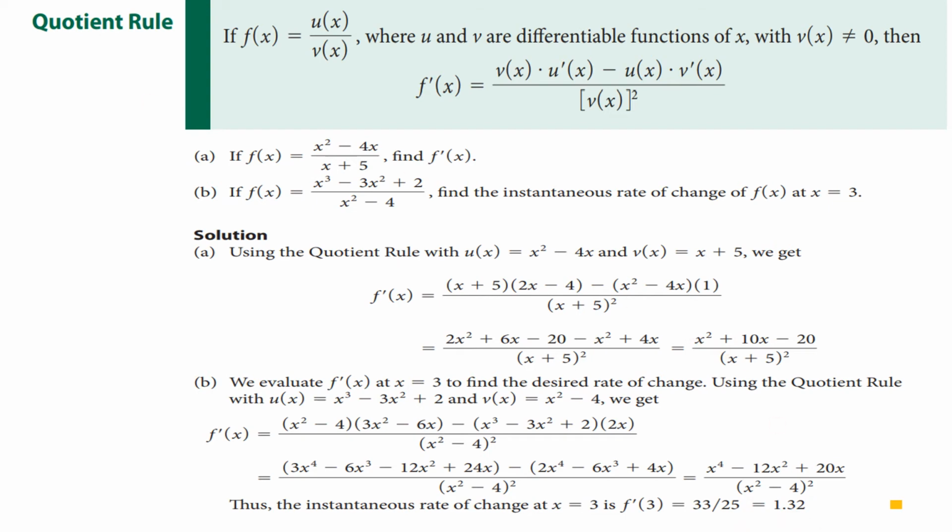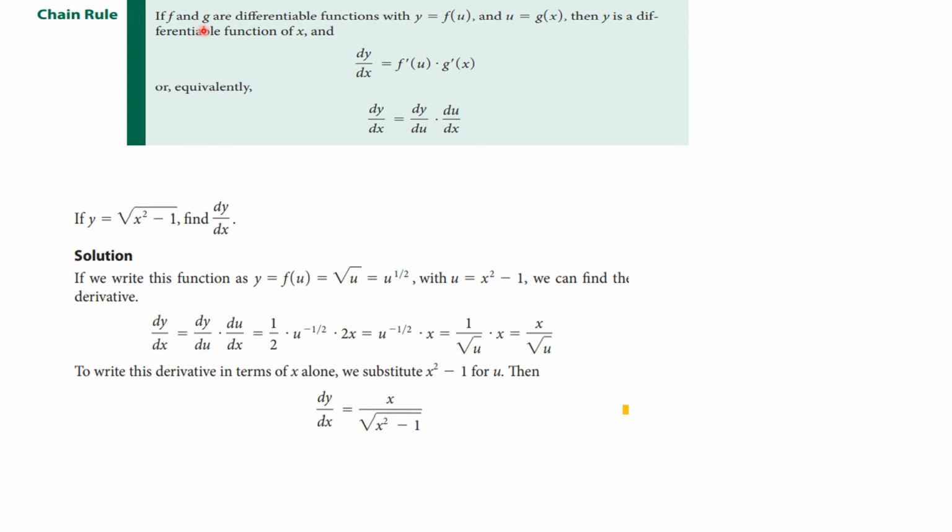Now this is the chain rule. If f and g are differentiable functions with y equal to f(u) and u equal to g(x), then y is a differentiable function of x. If we want to find dy/dx, it will be equal to f'(u) times g'(x). That means dy/dx is equal to dy/du times du/dx. So now suppose this is the function y equal to root over (x² − 1), and you have to find dy/dx.